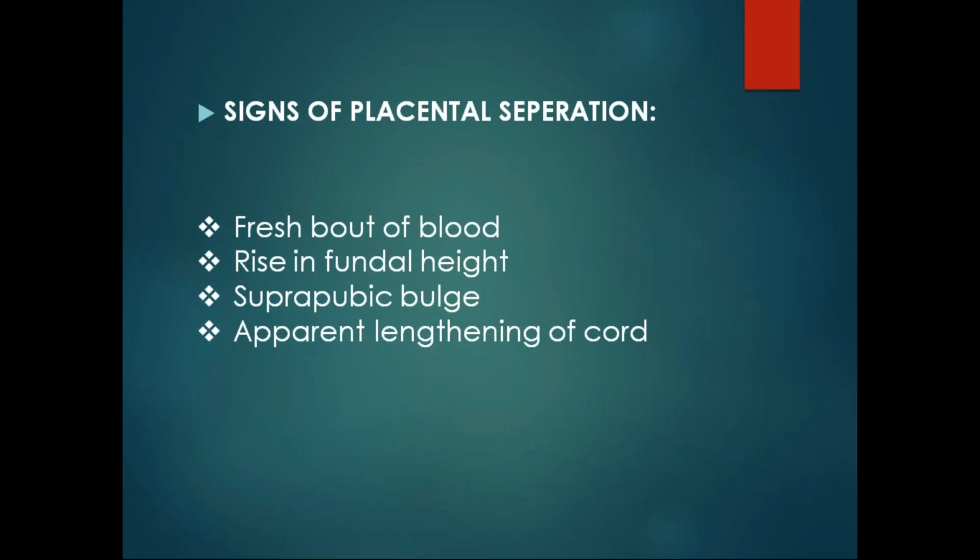bleeding. Next, because the blood collects between the placenta and the fundus, there will be a rise in fundal height. There will be a slight rise in fundal height. When more and more of the placenta gets separated, it falls into the lower uterine segment, and that is seen as a suprapubic bulge. When the placenta falls down, along with it the cord also comes further down.